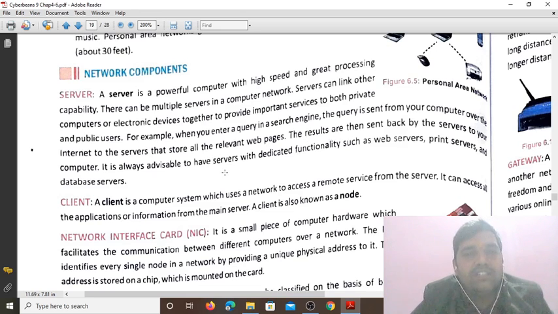It is always advised to have servers with a dedicated functionality, such as web servers, print servers, and database servers. Means advice is given to use dedicated servers only. With shared servers, the efficiency of working will be less. That is why it is advised to use dedicated servers.